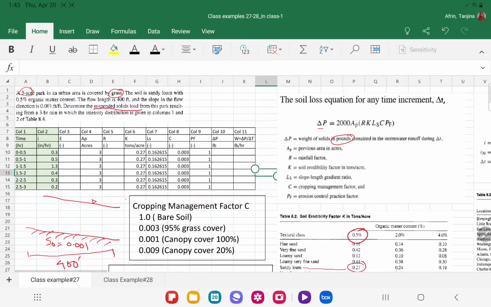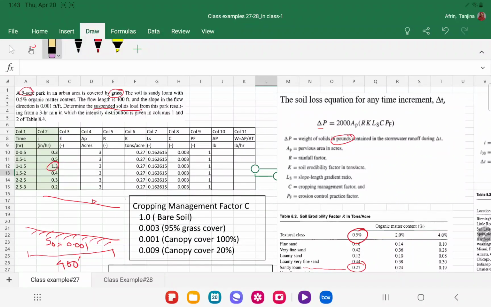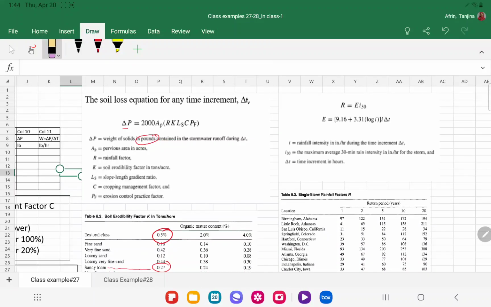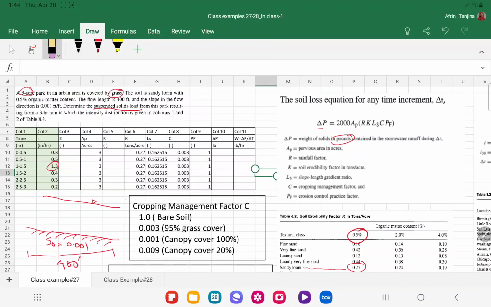Let's find the I30. Which one is the maximum? Here, 1.3 is the maximum one, that is the I30. We need to find E first, and then we can find R. So E will be 9.16 + 3.31 log I, whatever I you have for that specific one, multiplied by I, multiplied by delta T, which is 0.5. Once you find that E, multiply it with 1.3, because 1.3 is the maximum one.